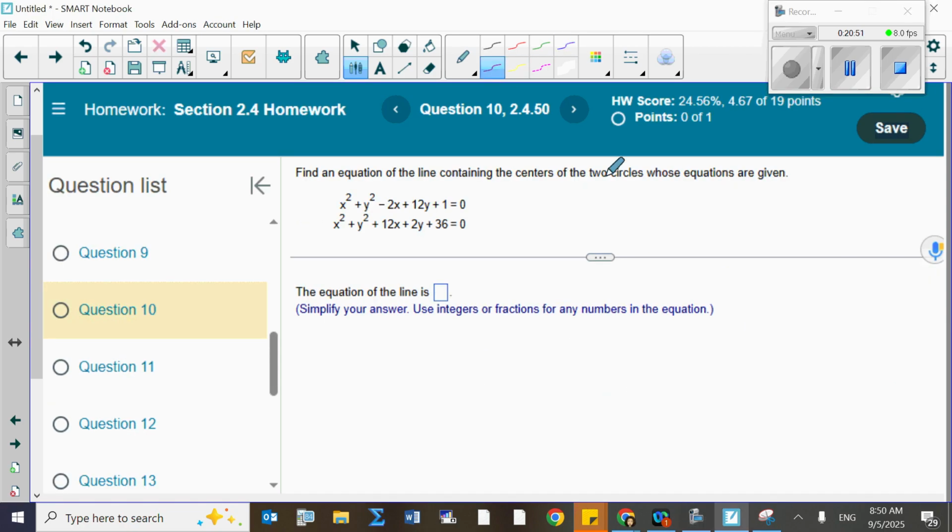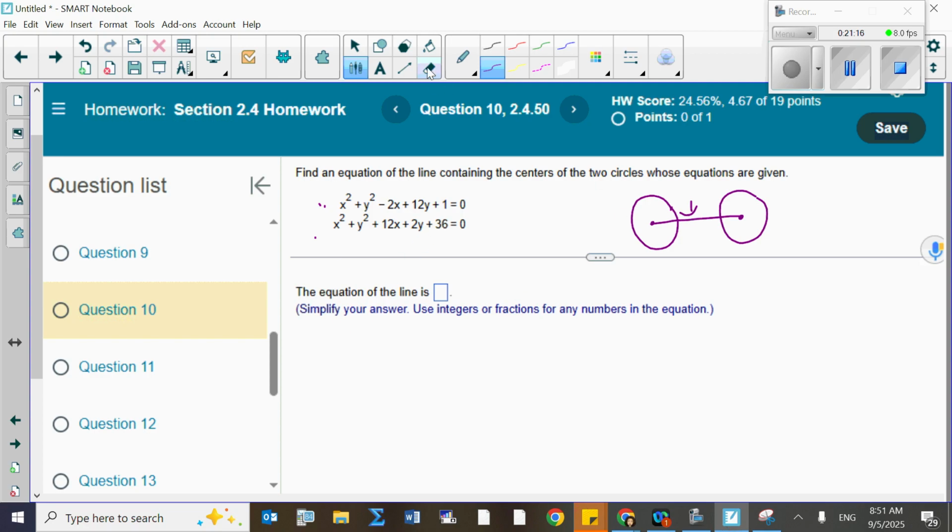Okay, for this question, we have equations of two circles, and it's asking us to find the equation of a line that basically connects the two centers of these two circles. So let's say this is my first circle, this is the second one. They have centers. If we connect them together, what is the equation of this line?